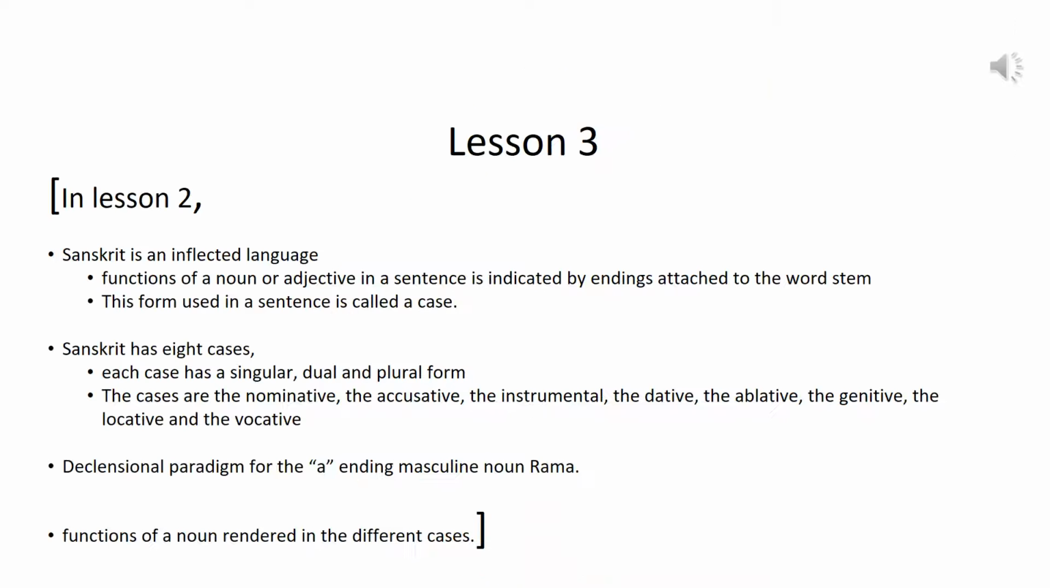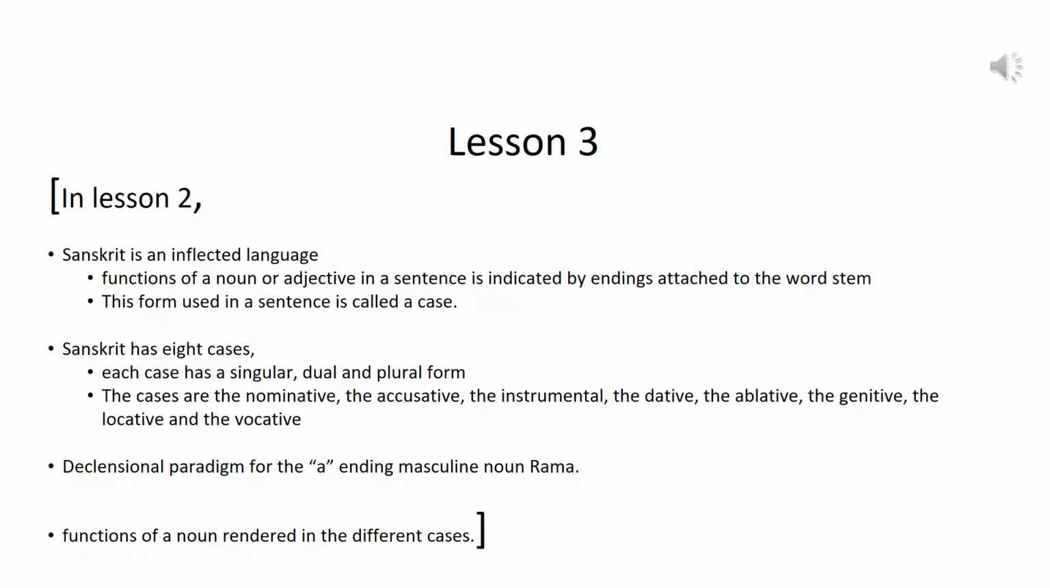Thank you. In lesson 2, we looked at declensions. We said that Sanskrit is an inflected language and the functions of a noun or adjective in a sentence are indicated by the endings attached to the word stem. This form used in a sentence is called a case. We saw that Sanskrit has 8 cases, with each case having singular, dual and plural forms.